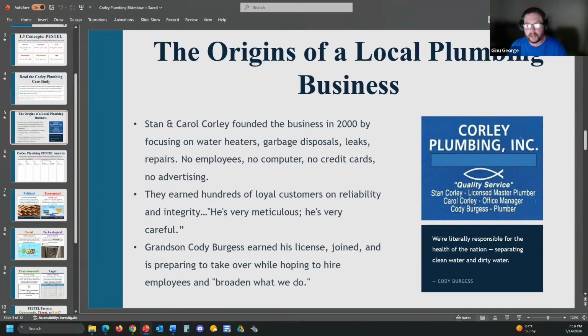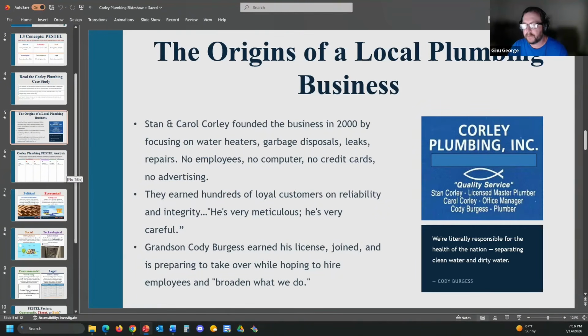But Cody faces a real challenge coming into this business, which doesn't have any of the big helping factors we might expect for starting a business. He wants to hire employees. He wants to broaden what they do at Corley. As Cody pointed out, plumbers are quite literally responsible for the health of a nation by keeping clean water separate from wastewater. So he joins this company to try and broaden what they do.